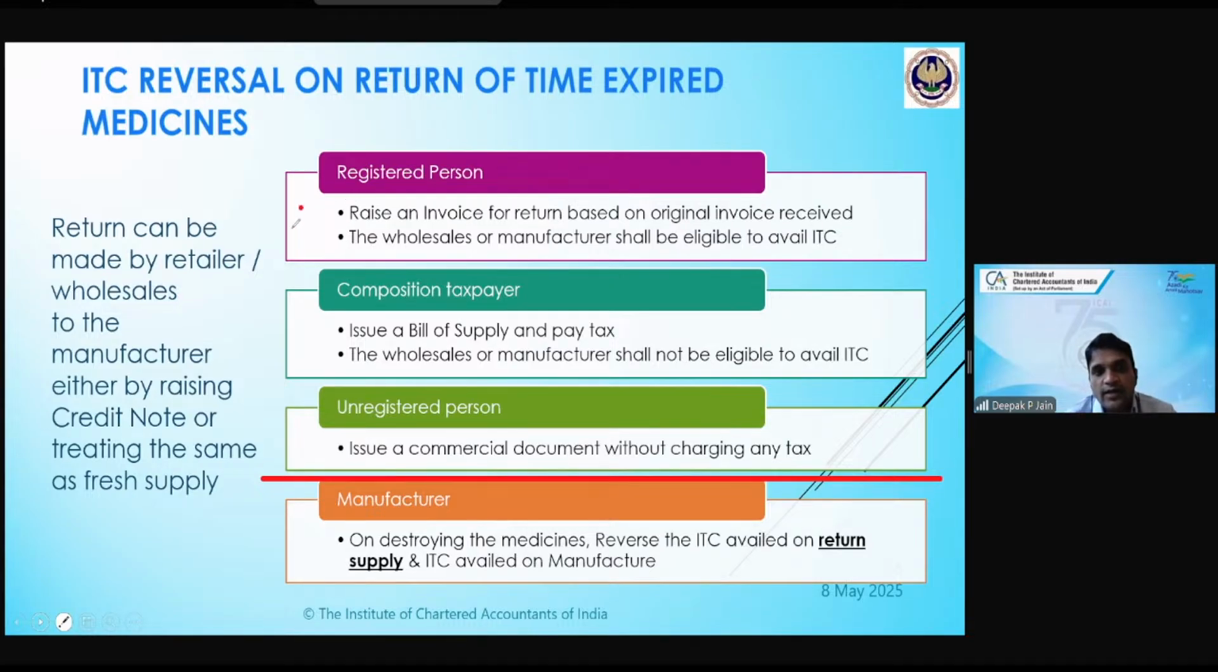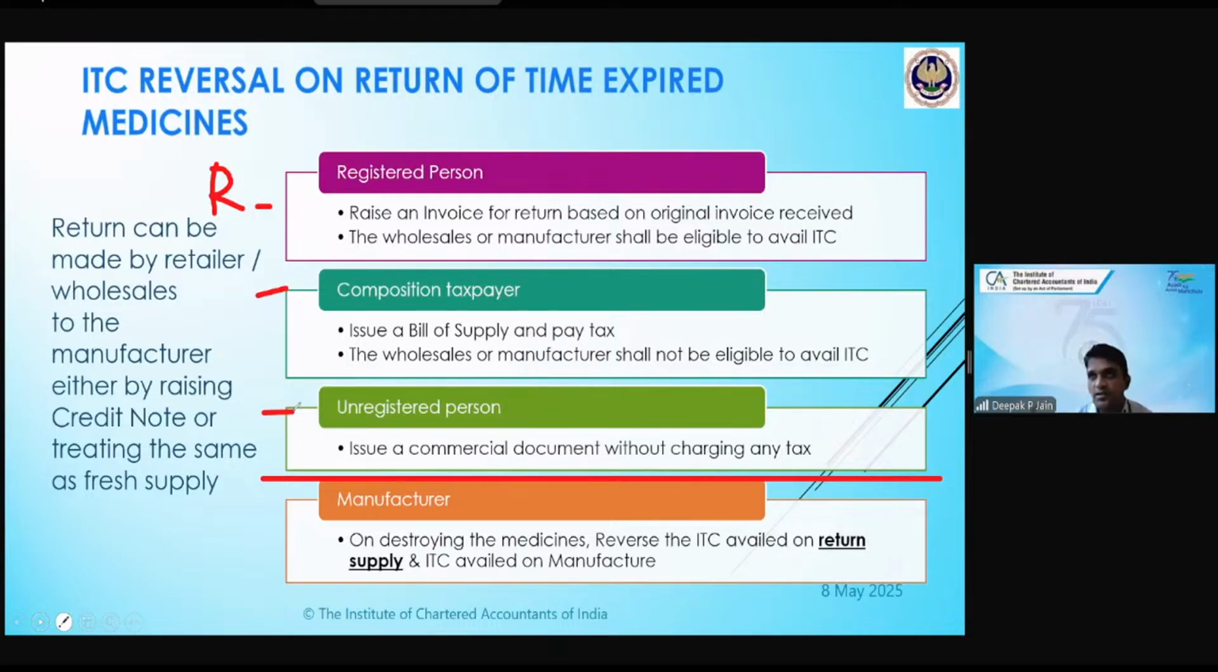So till here we will understand first because the retailer could be one of these. He could be a registered person. This is for a retailer, and this is for the manufacturer. That is different. So we'll look at this retailer. He could be a normal registered person, a composition person or an unregistered person.